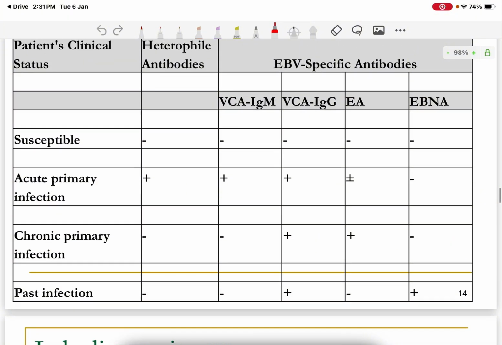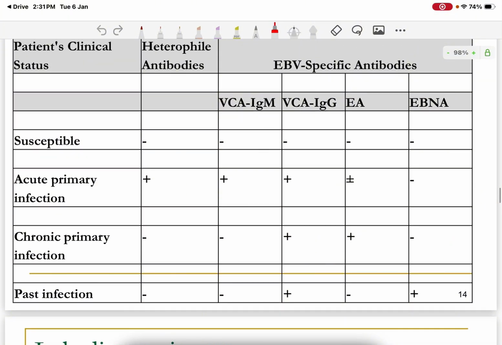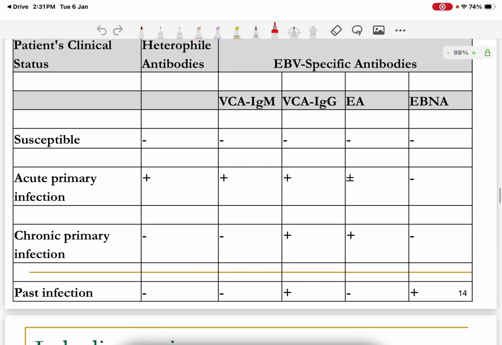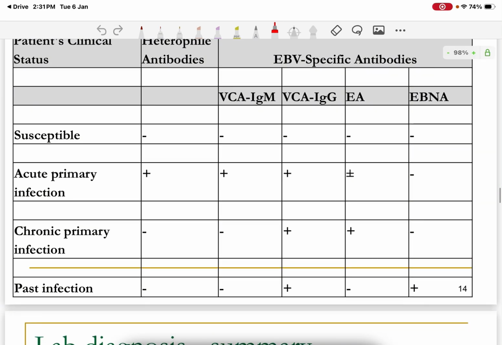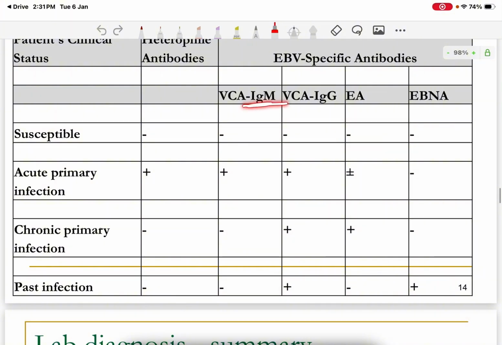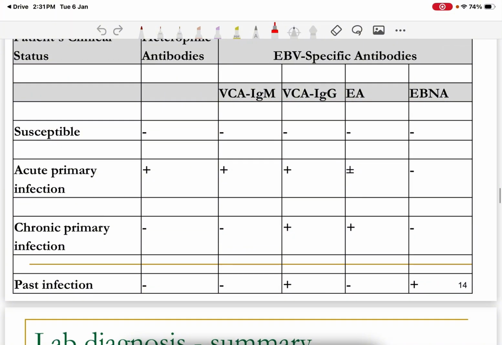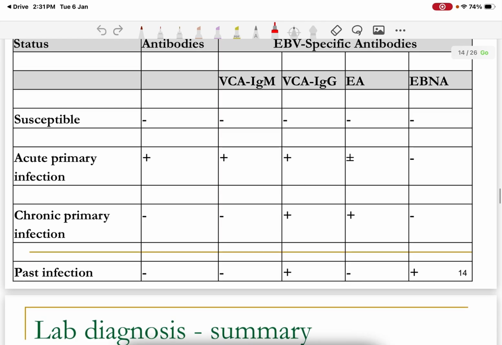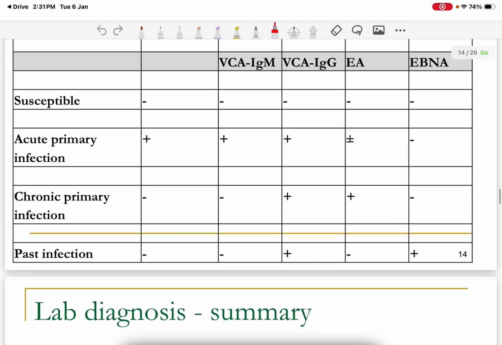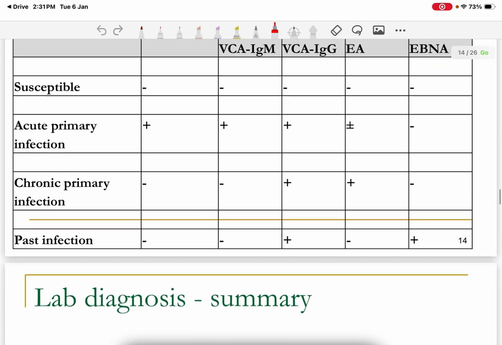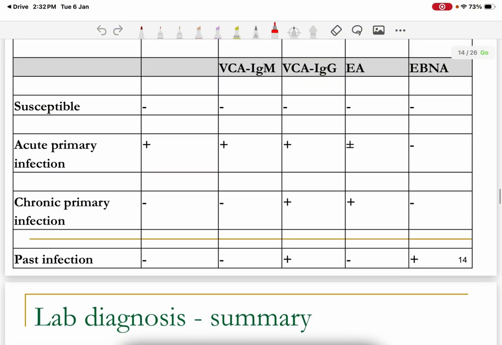As you notice, if you have the early antigen, then it ought to be acute or chronic infection. Now, to distinguish the two, similar for the IgG by the way, if you see these two, they are present in both acute and chronic. Right? Where does the distinction happen? The IgM, which is obviously present in the acute and not in the primary. Okay? Past infection, on the other hand, we see the nuclear antigen and the IgG only. Well, what about susceptible? Nothing.